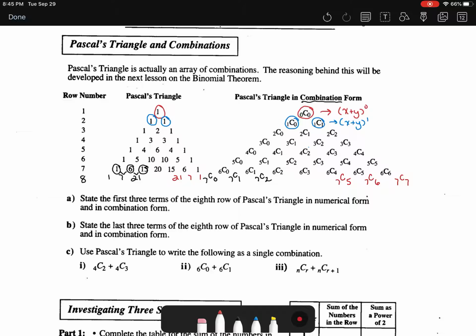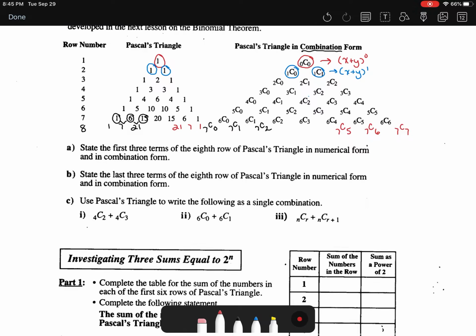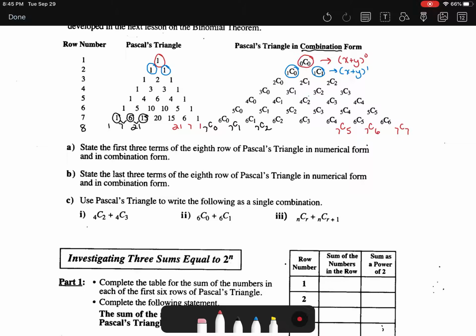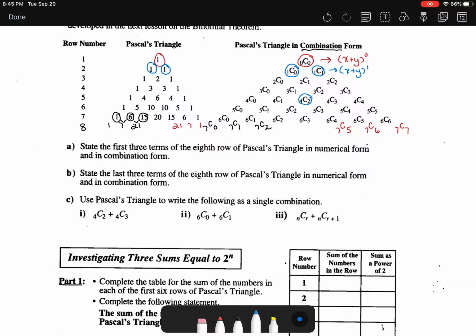So when they say use Pascal's triangle, now this is part C, to write the following as a single combination, it's the same pattern, right? They're asking me to add 4 choose 2 and 4 choose 3. Well, that's going to give me 5 choose 3. Then they ask me to add 6 choose 0 and 6 choose 1. Well, that's going to give me 7 choose 1.